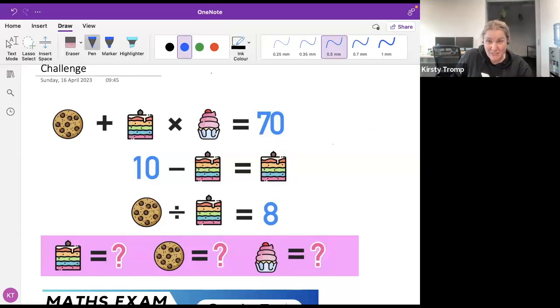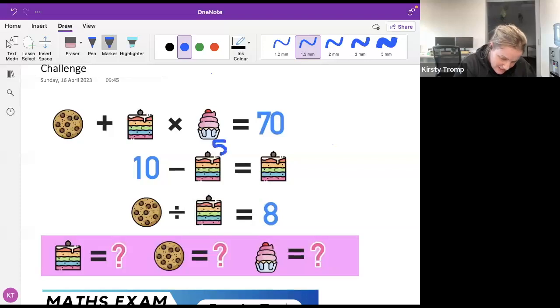10 minus one thing will give me the same thing. Do you agree that if I had to take 10 and subtract 5, would that not equal 5? 10 minus 5, does that not give me 5? All right, so are we happy to say that the cake is equal to 5? I'm happy to say that the cake is equal to 5. That's what I got when I did it.